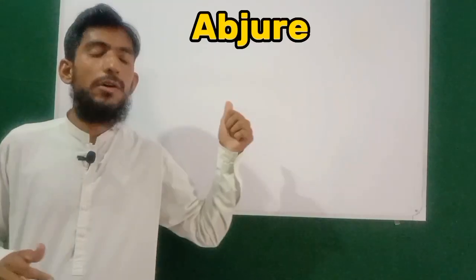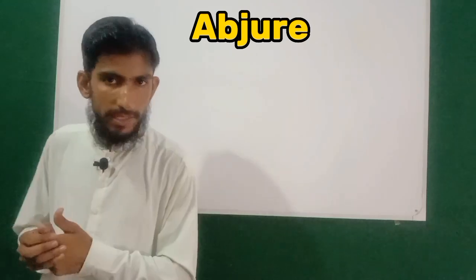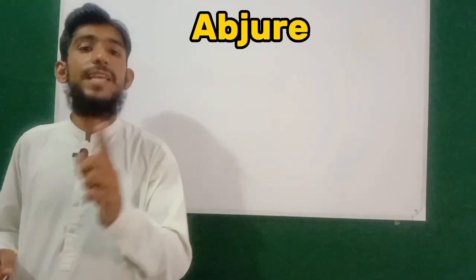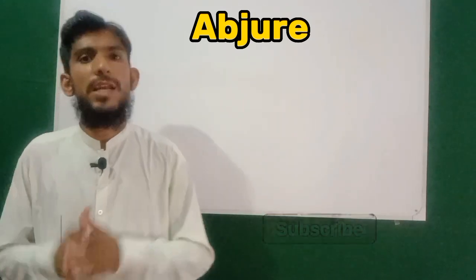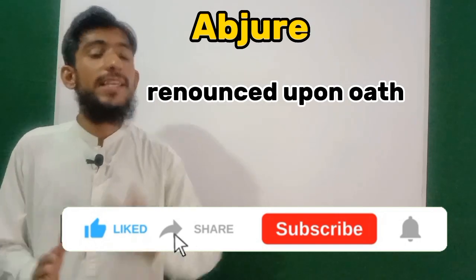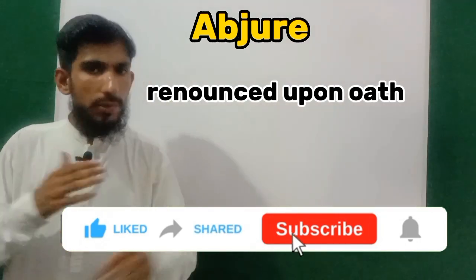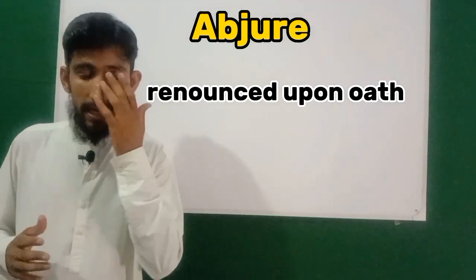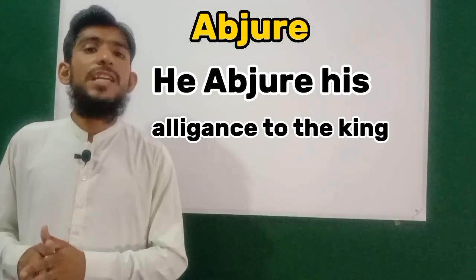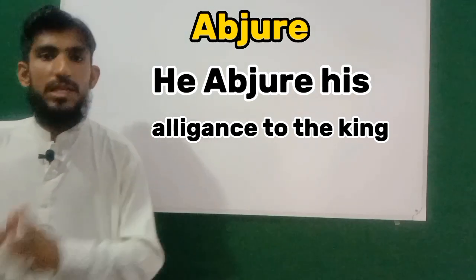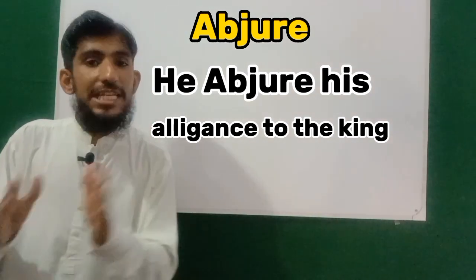So viewers, now we will be learning the second word of this episode 2. You will be seeing on the board, the word is abjure. A-B-J-U-R-E. Abjure. Its meaning is renounce upon oath. Now we will learn its practical usage through sentences. Its sentence is, he abjured his allegiance to the king.